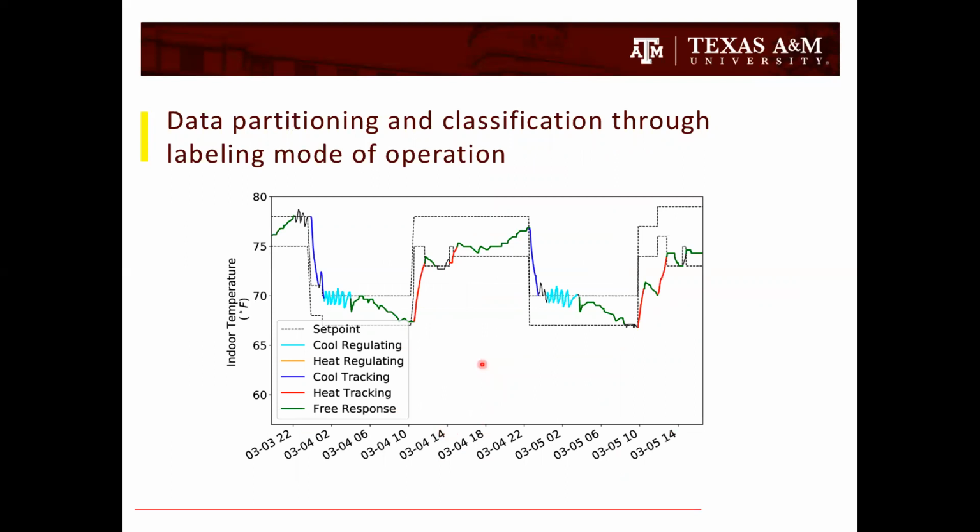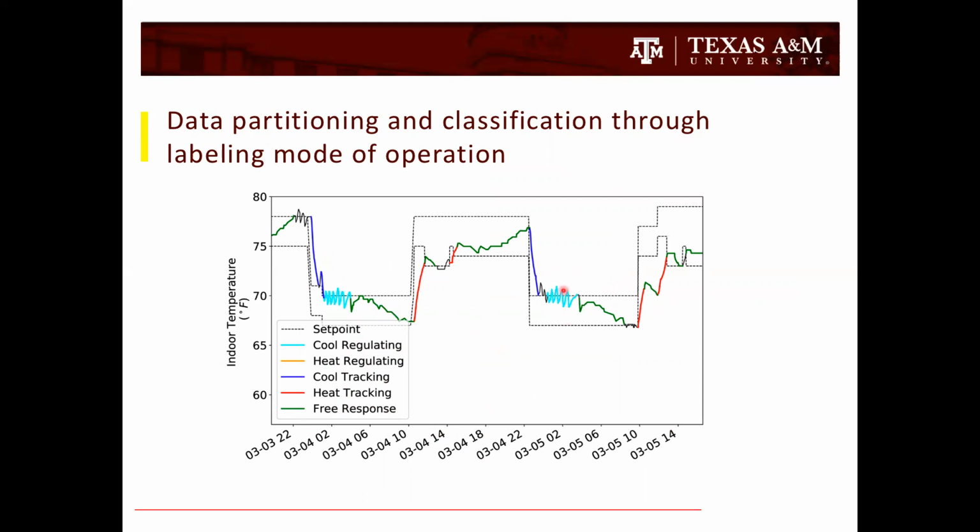Data partitioning and classification is performed by the mode labeling algorithm, which transforms the raw operational modes into three behavioral modes: regulating, tracking, and free response. A system is said to be in the regulating mode when the system cycles on and off and maintains a relatively constant temperature. A system is said to be in the tracking mode when the system operates continuously to reach the desired set point. A system is said to be in the free response mode when neither set point is active. This figure shows all three modes.